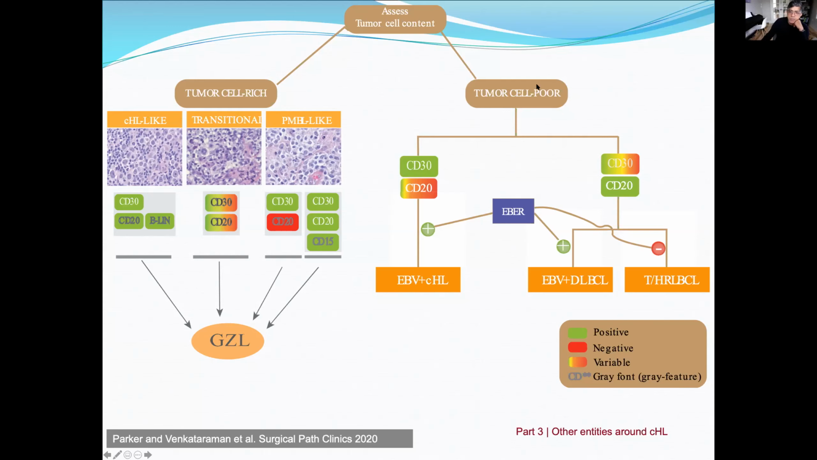So if it's tumor cell poor, again, the same markers will help. Strong CD30, variable CD20, make sure you do the EBV. EBER is good, RNA in situ hybridization right there. EBV positive classical Hodgkin. And if it's variable CD30 and strong CD20, then you entertain a possible diagnosis of T-cell rich large B-cell lymphoma, and if the same thing has EBV in it, you call it EBV positive large B-cell lymphoma.